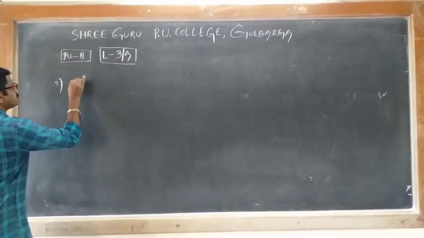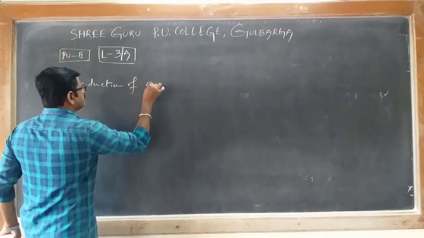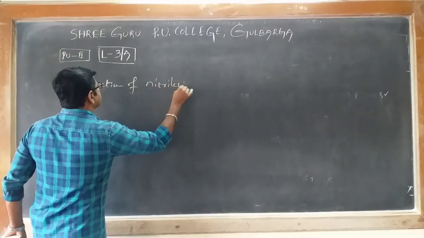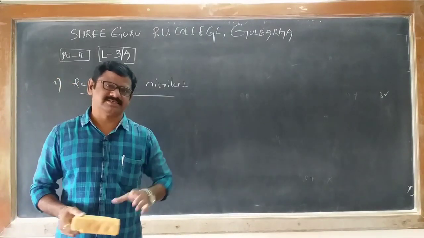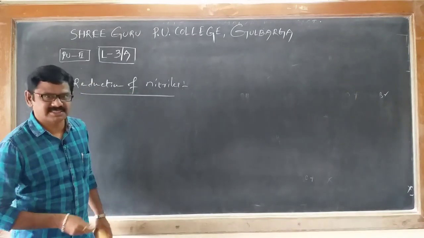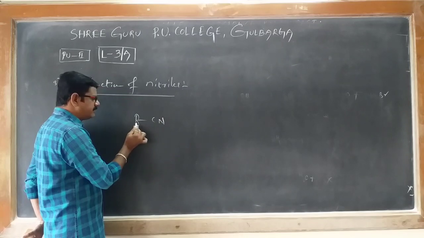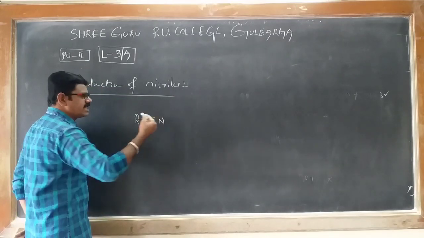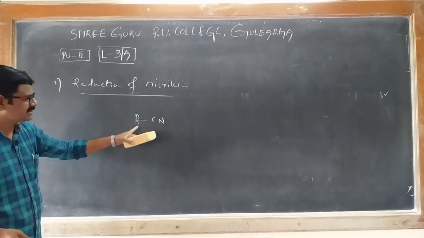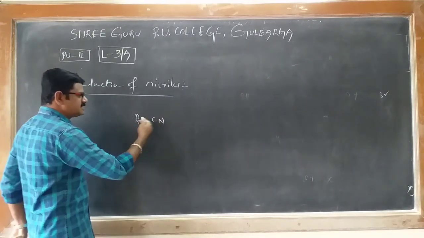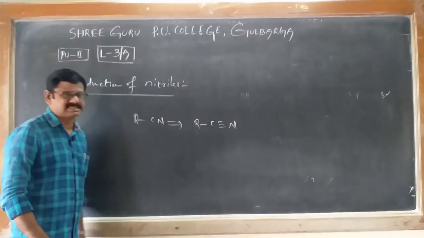That is the reduction of nitriles. Now, what is a nitrile? Nitrile is nothing but cyanide. See, RCN, its common name is alkyl cyanide. Its IUPAC name is alkane nitrile, and its clear structure is R C triple bond N.